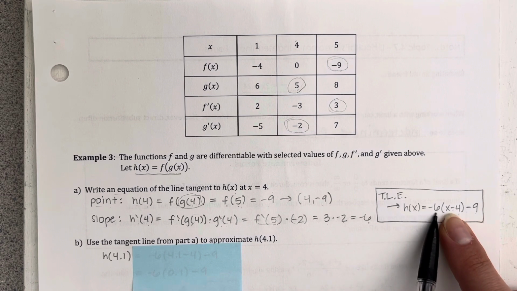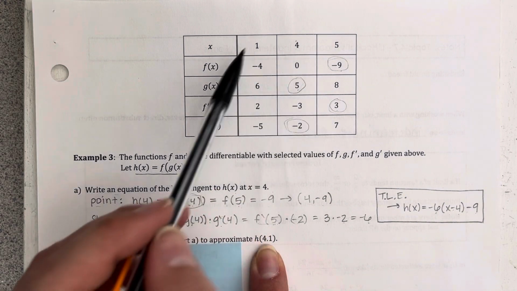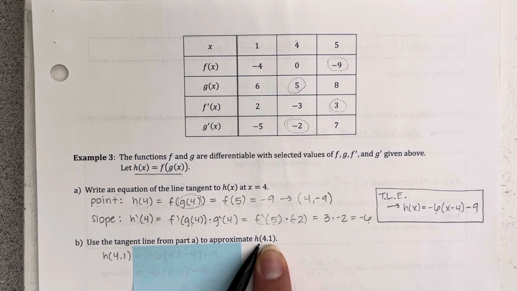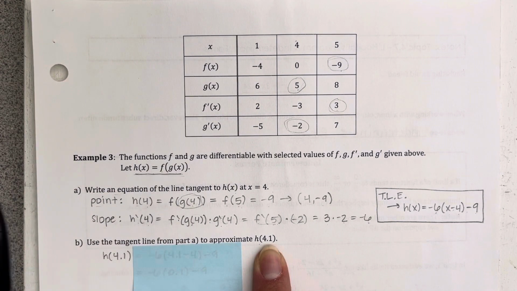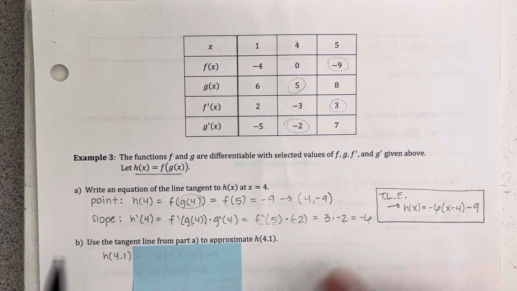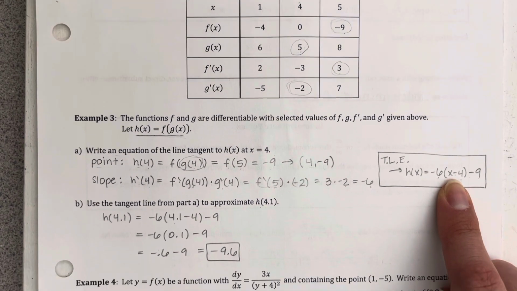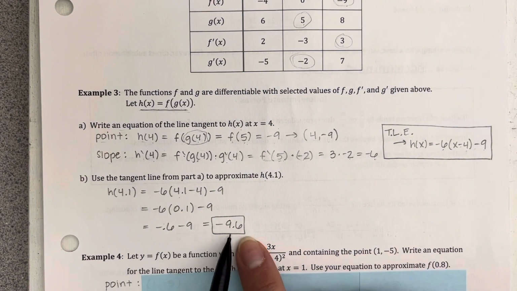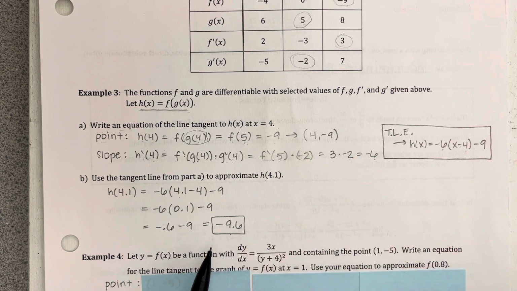Now I'm going to use that to help me approximate h of 4.1. Given this table and knowing what h represents, I have no way of figuring out what is h of 4.1. I don't have an equation, and I have no values based on h. So I can use my tangent line equation. Now that we have the tangent line equation, we just put 4.1 in for x. So by putting in 4.1 for x, simplify it, multiply, subtract, we get -9.6 for the approximate value of h of 4.1.